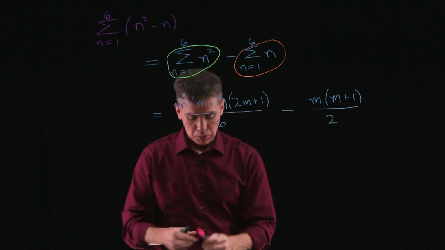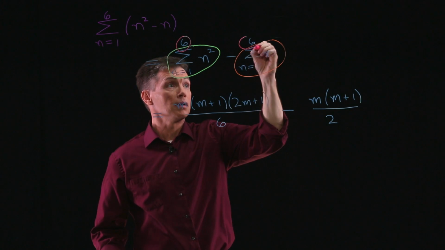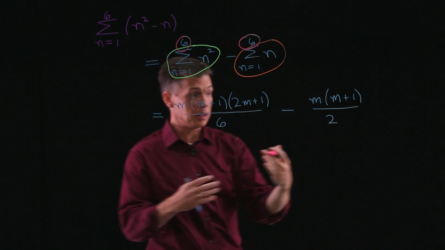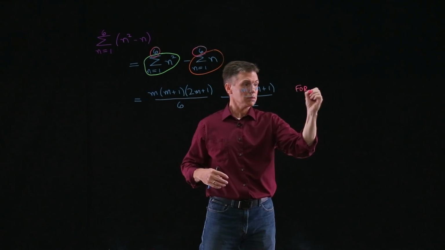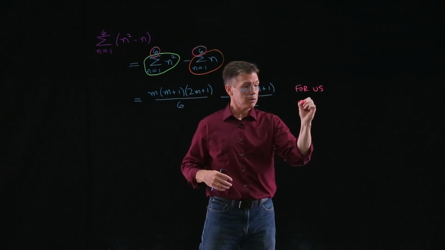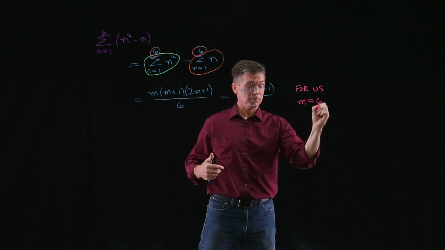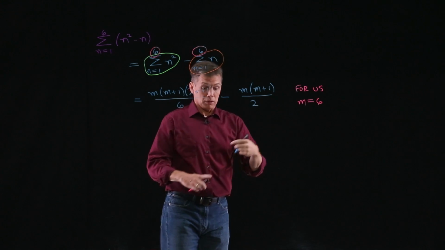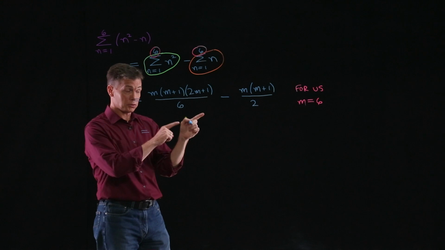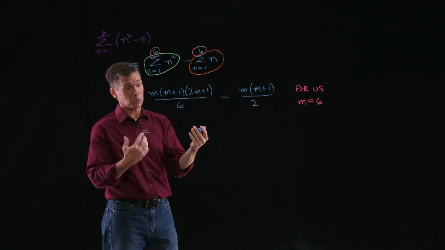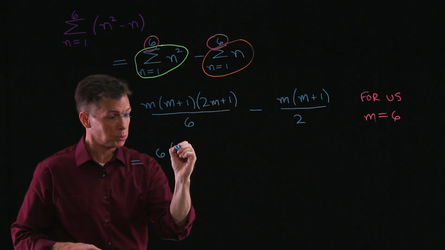Now, one more thing here is this 6 that I've been ignoring that does still come into play. Let me write it over here. For us, m, that dummy variable that I've been using, is the 6. That's it, which just means now I'm going to come down to my next step and put that value of 6 in everywhere that I see an m. So 6 times 6 plus 1 is 7.